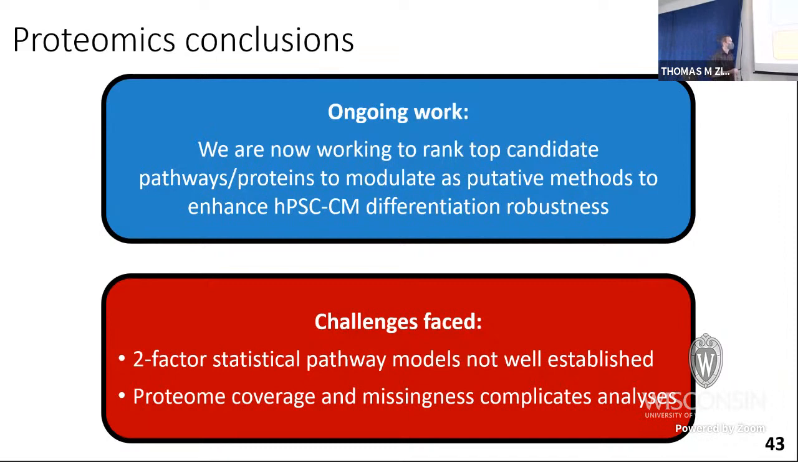Some challenges that we've been facing in this experiment, in the analysis in particular, is that 2-factor statistical pathway models are not well established. So these network analyses really only work for comparison of A versus B, or 2 groups. As I mentioned here, we've got 16 groups. So a lot of the ways we have to analyze these is to do a lot of pairwise comparisons. As I've shown here, day 0 versus day 2, day 0 versus day 0, and the good versus the bad, things like that, to try to condense the data down. So it's very, very complicated to analyze these and then to follow up on analyses. The other thing is proteome coverage and missingness complicates the analysis as well.